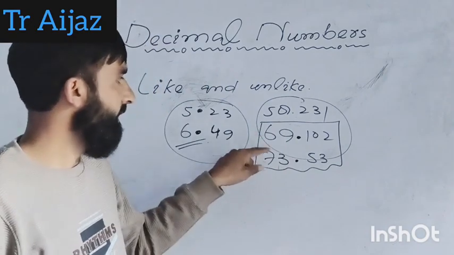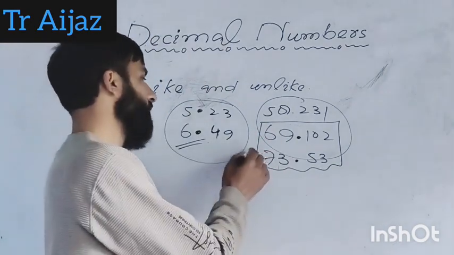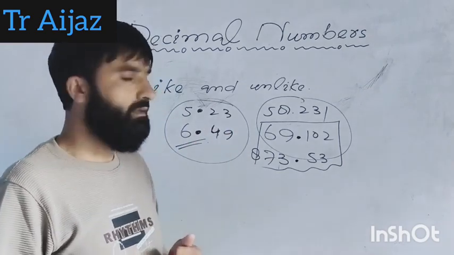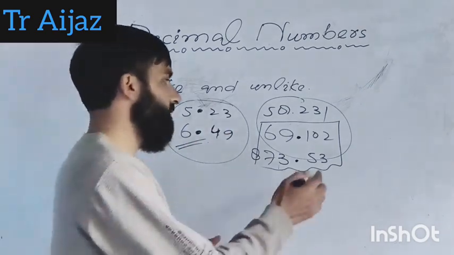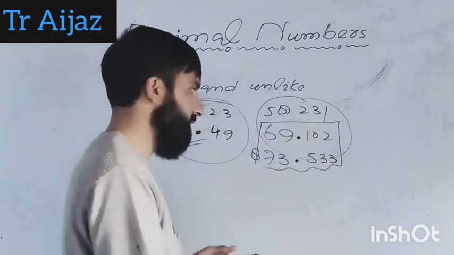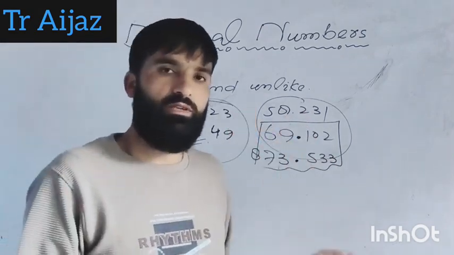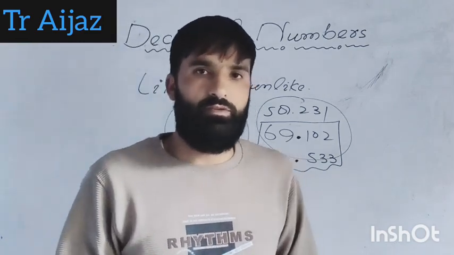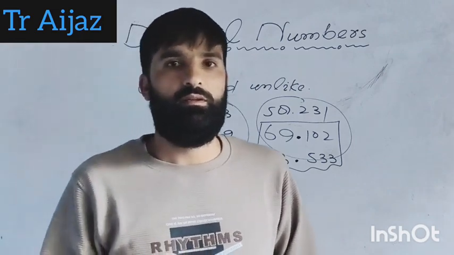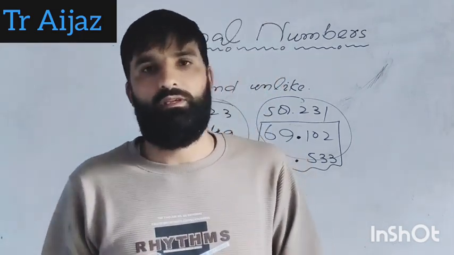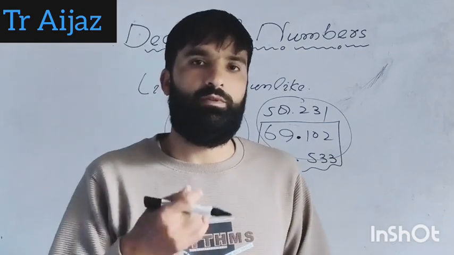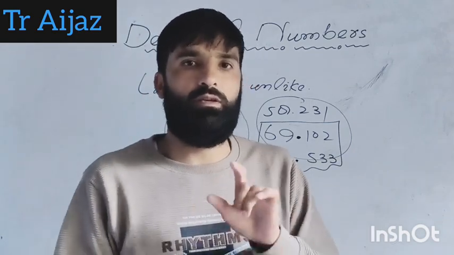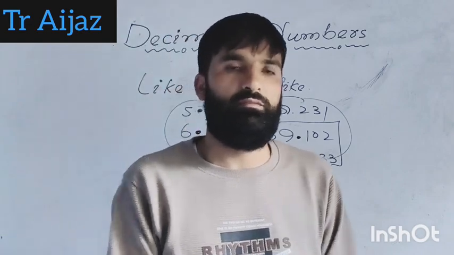This doesn't matter. Here are 2 and 2. Let me write one more here, that's 8. It's now 873. It doesn't matter. If here is one more digit, that is 3, now the two decimal numbers are like decimal numbers. So remember, if the number of digits in the fractional part is the same, you say like decimal numbers. And if the number of digits is different, you say unlike decimal numbers.